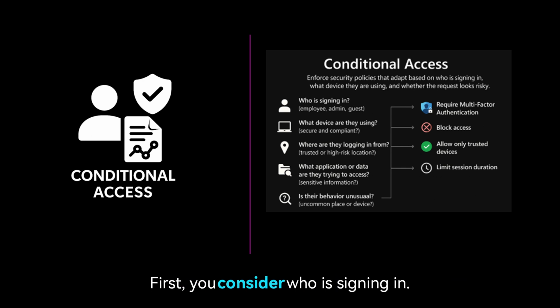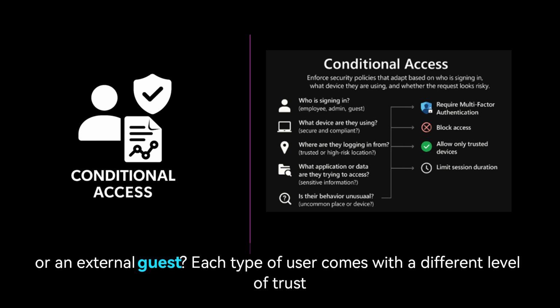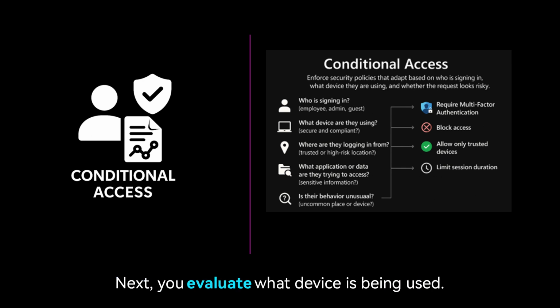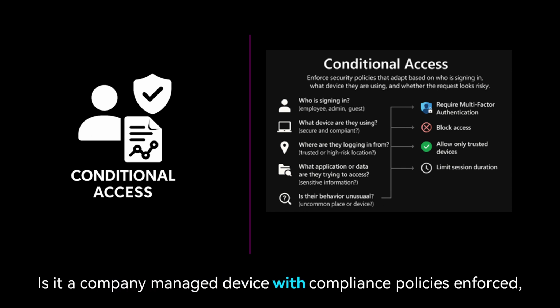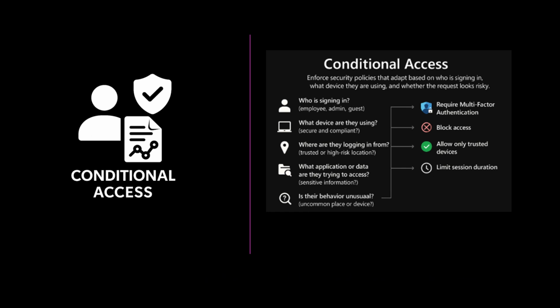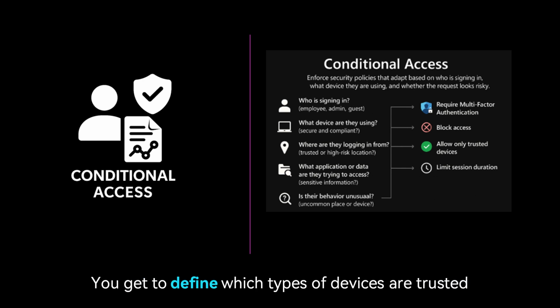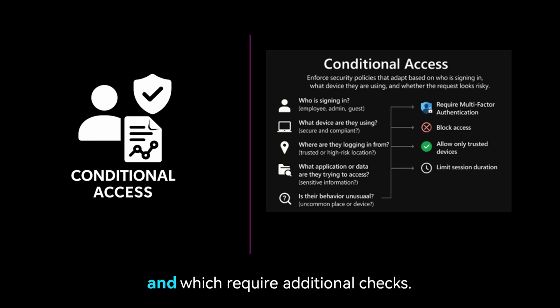First, you consider who is signing in. Is this a standard employee, a privileged admin, or an external guest? Each type of user comes with a different level of trust and risk, and you can adjust policies accordingly. Next, you evaluate what device is being used. Is it a company-managed device with compliance policies enforced? Or is it a personal phone that hasn't been secured? You get to define which types of devices are trusted and which require additional checks.